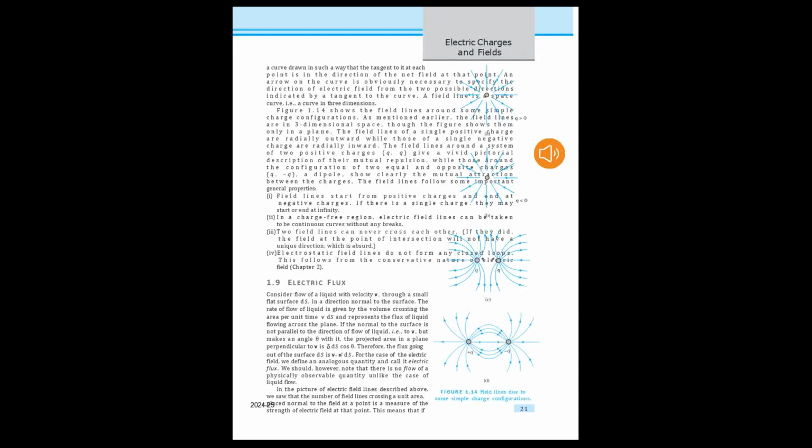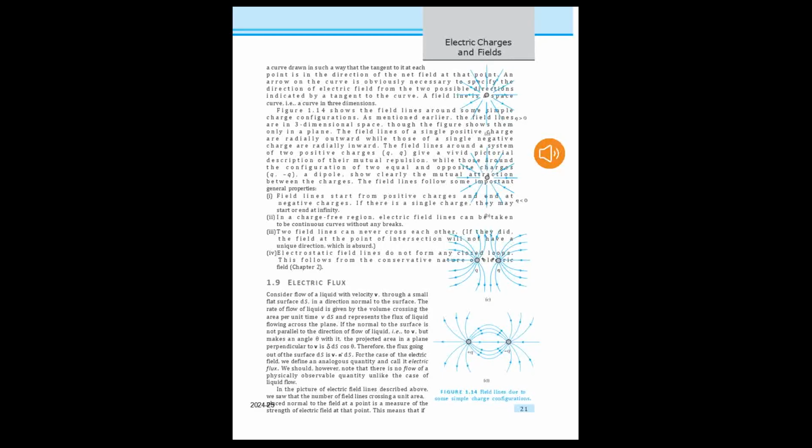The field lines start from positive charges and end at negative charges. If there is a single charge, they may start or end at infinity. Next, in a charge-free region, electric field lines can be taken to be continuous curves without any breaks. Then the next one is, 2 field lines can never cross each other. If they did, the field at the point of intersection will not have a unique direction, which is absurd. Then the last point is, electrostatic field lines do not form any closed loops. This follows from the conservative nature of electric field.